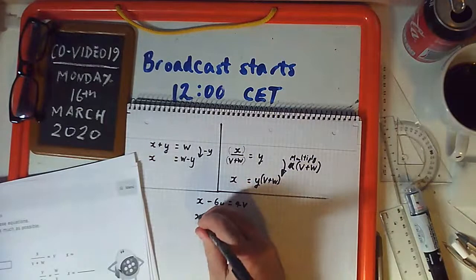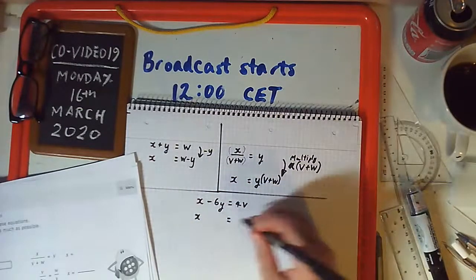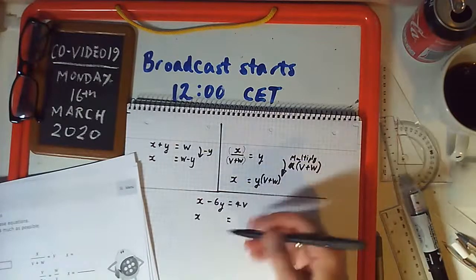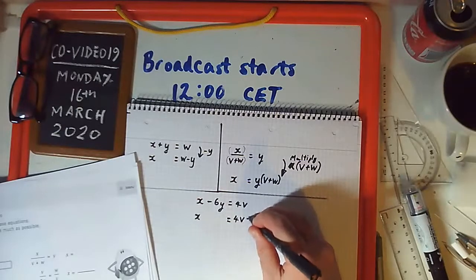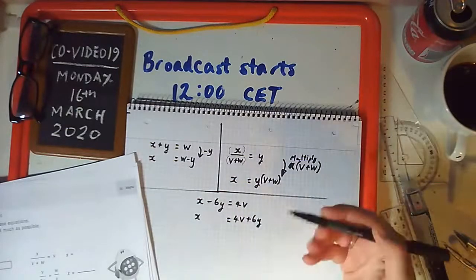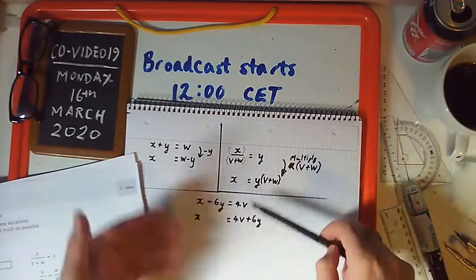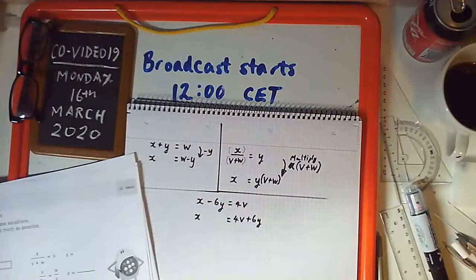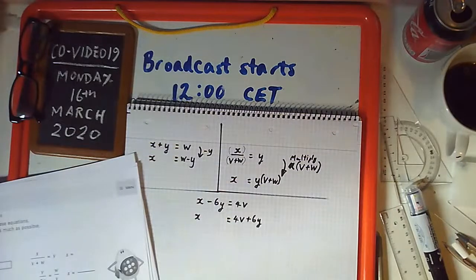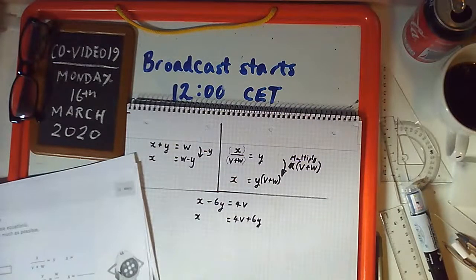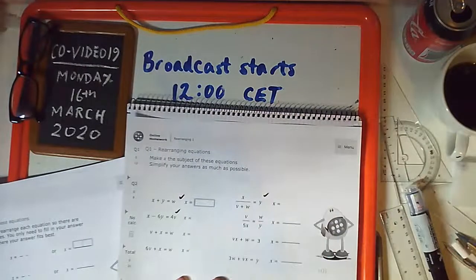I'm trying to get the x on its own. So I'd like to get rid of that minus 6y bit. And I can get rid of that by adding 6y. But because an equation is like a balance, I need to add 6y to the other side. So x equals 4v plus 6y. I've added 6y to both sides. And that's finished because it's written as x equals something with the other letters. And that's what I was trying to achieve. Okay, so we've done that one, that one, that one.